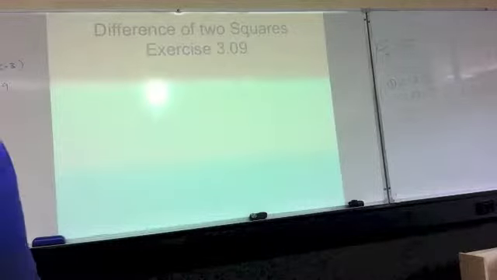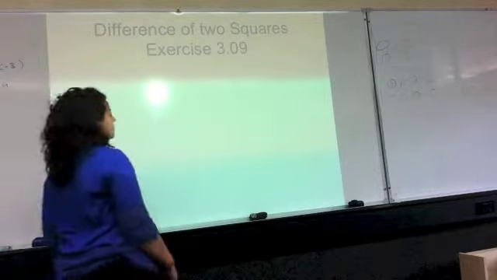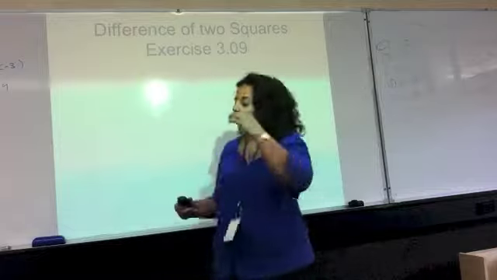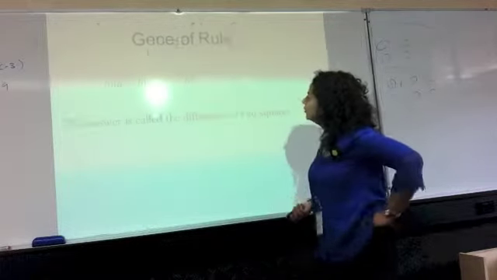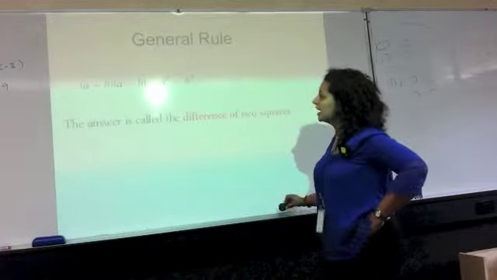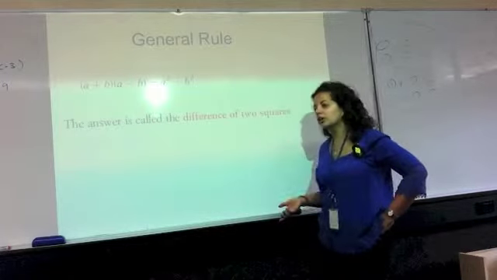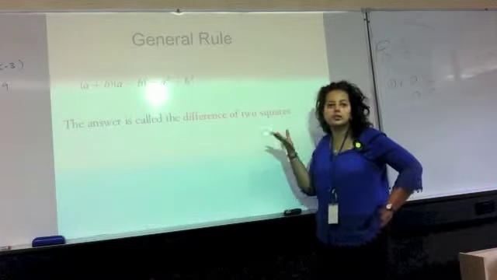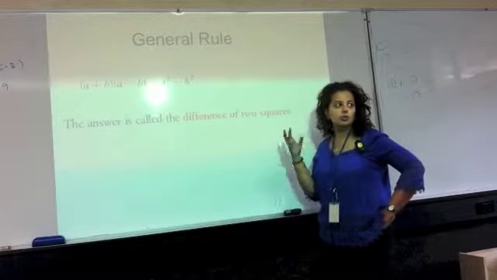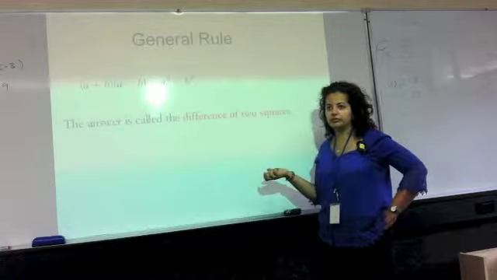Okay, so difference of two squares. When we're looking at the difference of two squares, you know it's a difference of two squares because one's a positive and one's a negative. Okay? One's a positive, one's a negative.